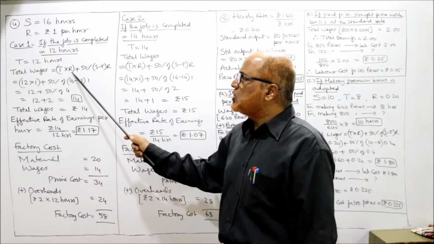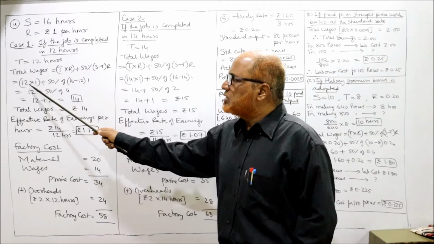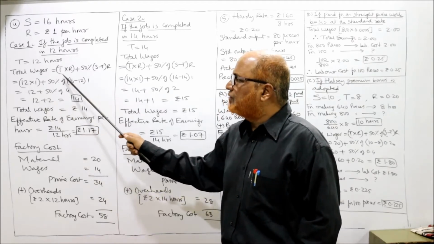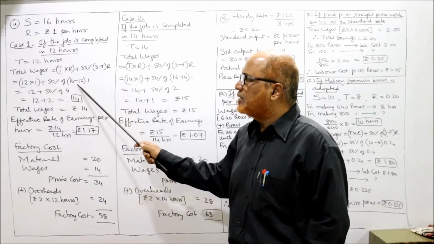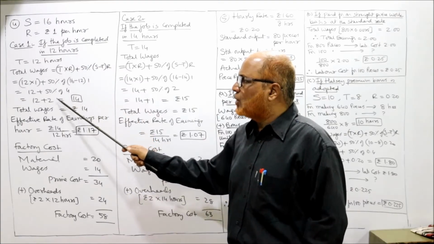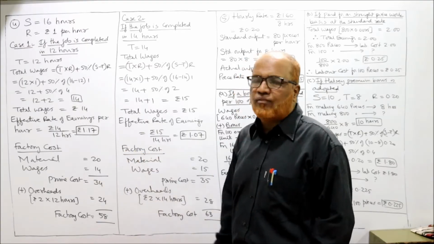So total wages is T into R plus 50% of (S minus T) into R. Actual time taken 12, so 12 into 1 is 12. 50% of S minus T, that is 16 minus 12, which is 4. So 50% of 4 is 2 rupees. So 12 plus 2, 14 rupees. So total wages we got is 14 rupees.